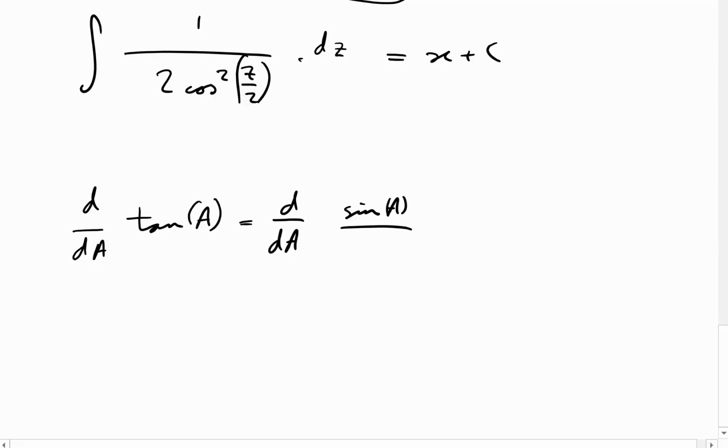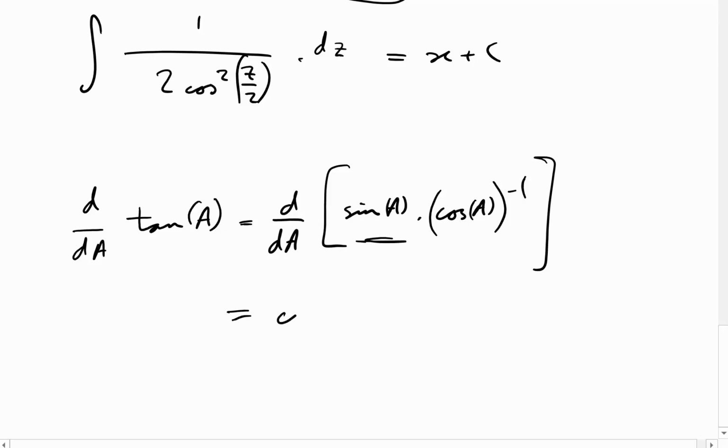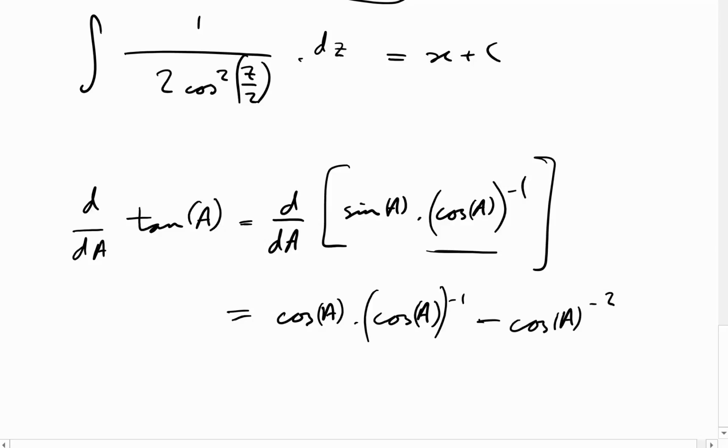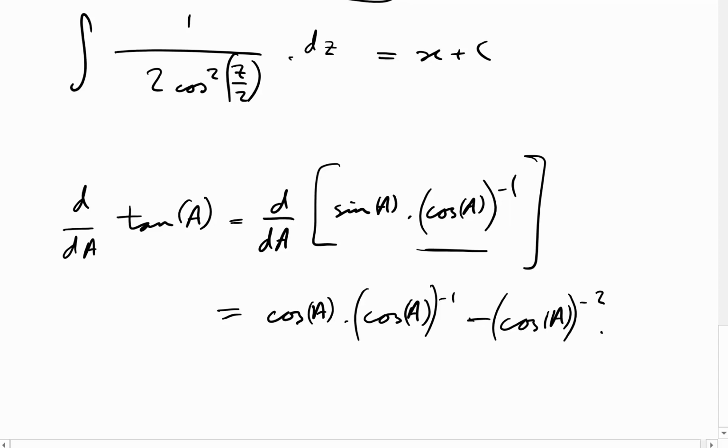And then I can just raise this cos to the minus 1, times cos A to the minus 1, and then you work it out from there using the product rule. So it's the derivative of this thing, which is cos, times this thing left alone, times cos A to the minus 1, plus the derivative of this second thing, which is going to be minus cos A to the minus 2, times the derivative of what's inside the bracket, so it's just a chain rule, right?